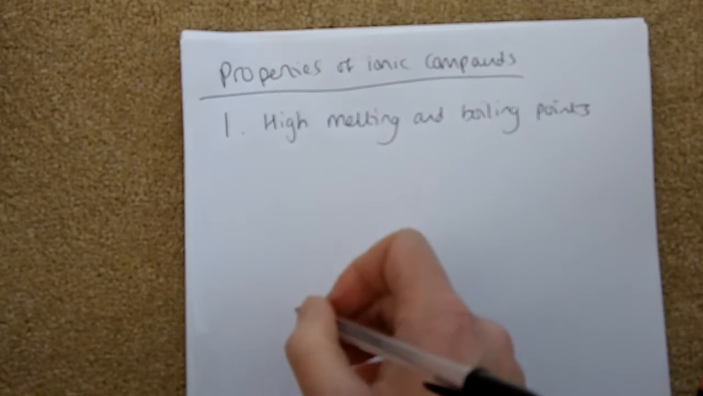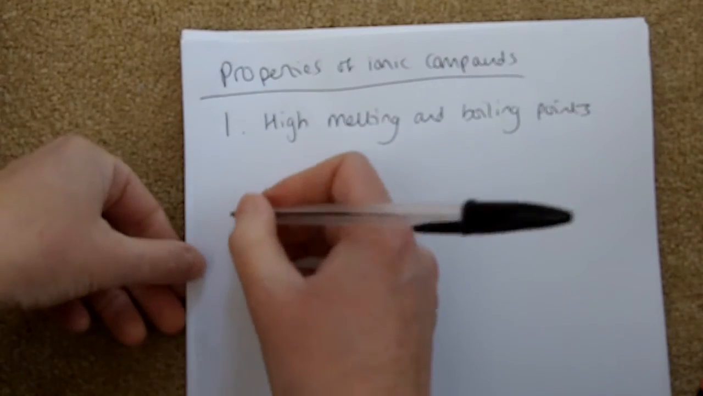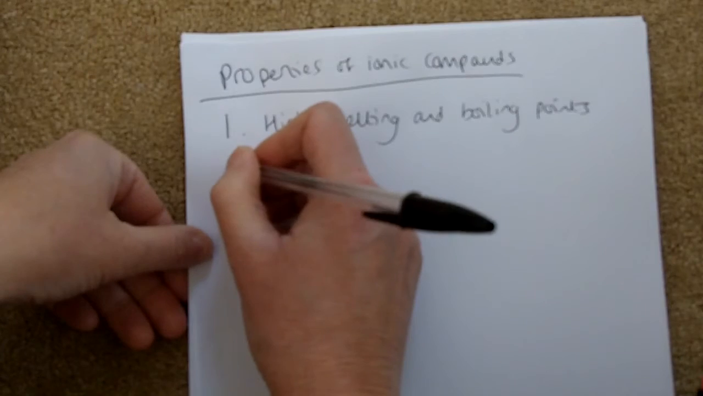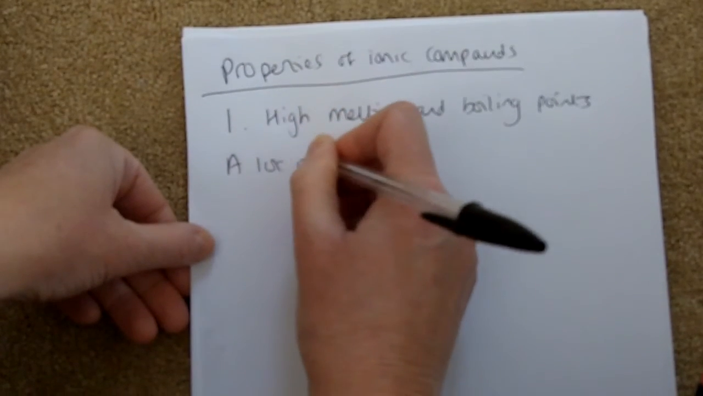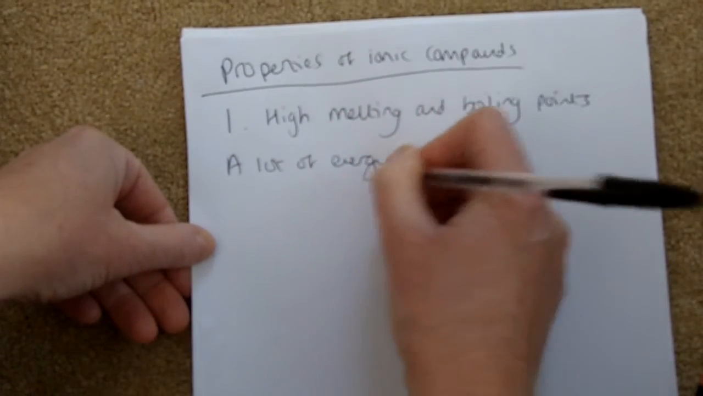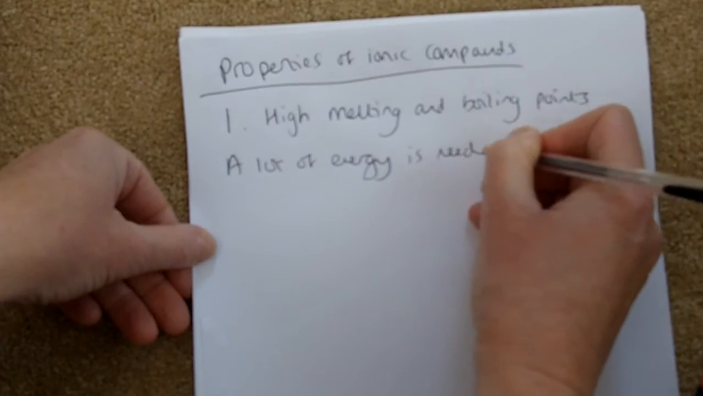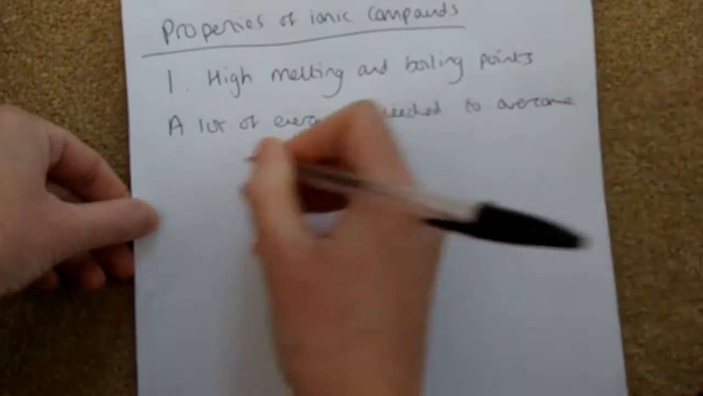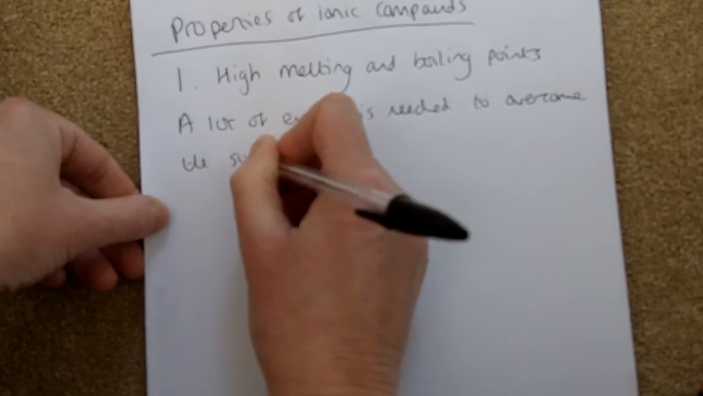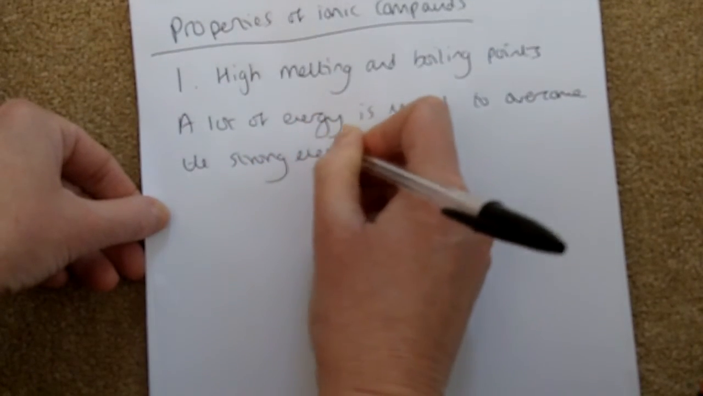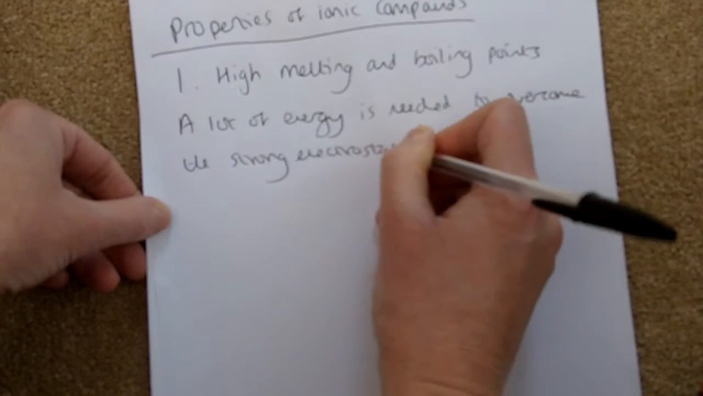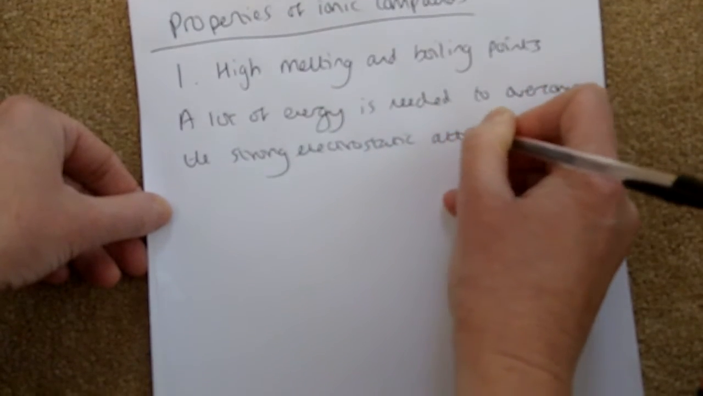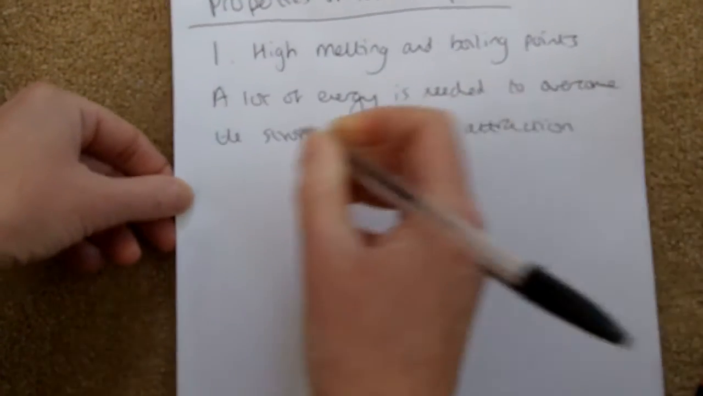And the reason why they've got high melting and boiling points is because a lot of energy is needed to overcome the strong electrostatic attraction between oppositely charged ions.